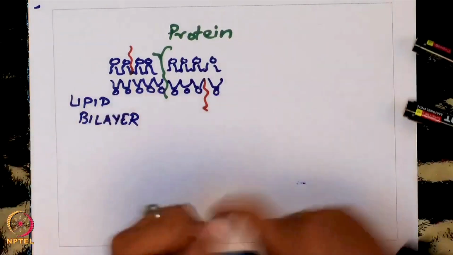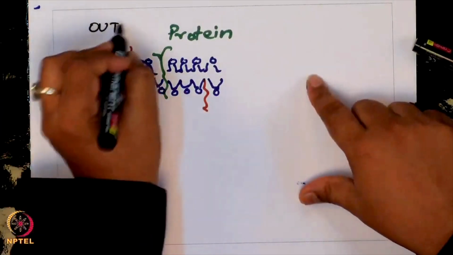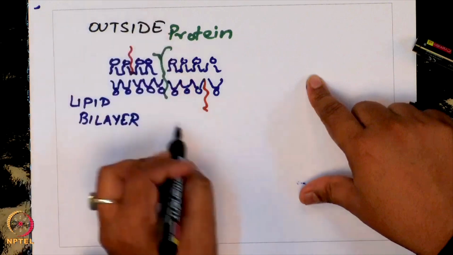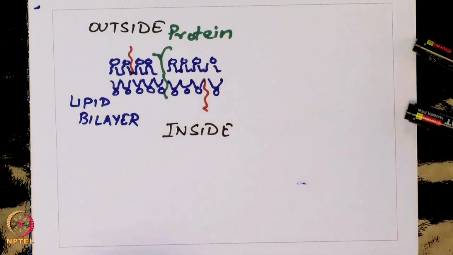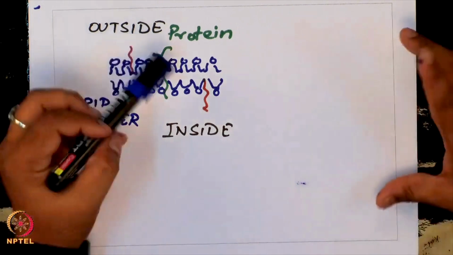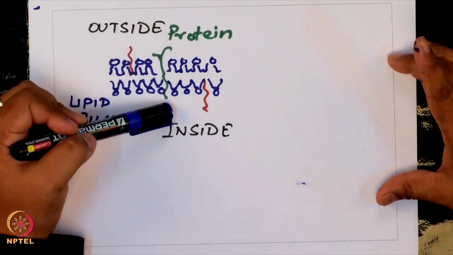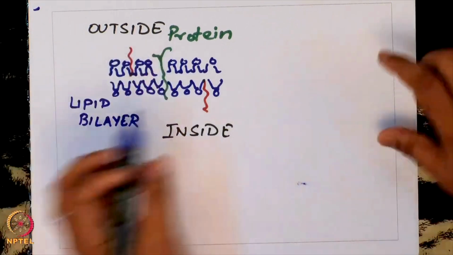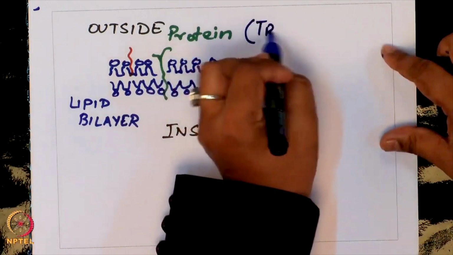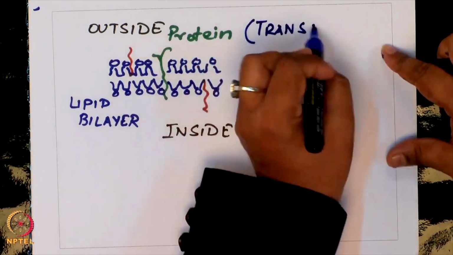So, this is my outside and this is the inside. There are some proteins which span the entire lipid membrane, and these are called transmembrane proteins. So, this is an example of a transmembrane protein.